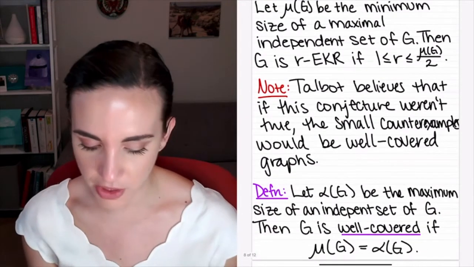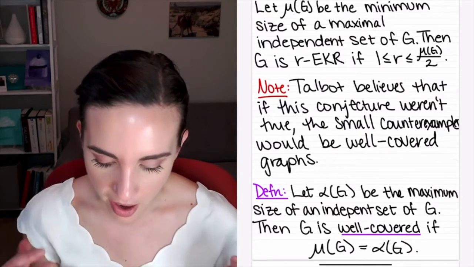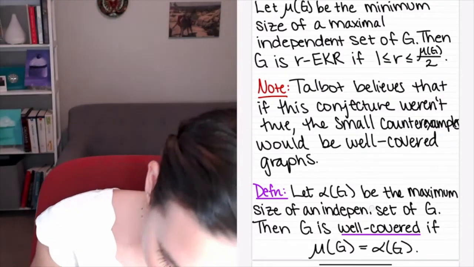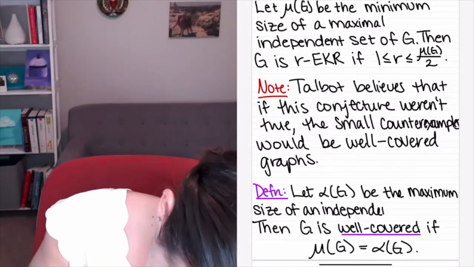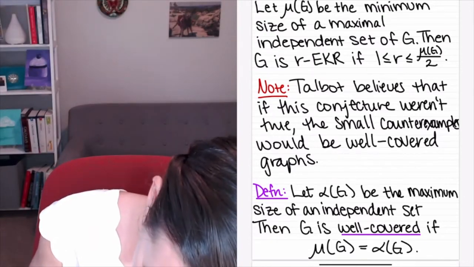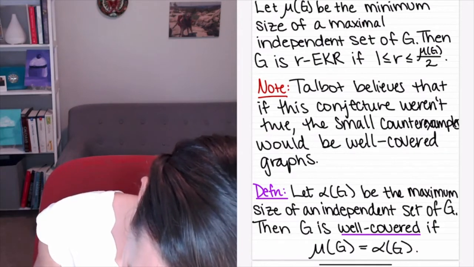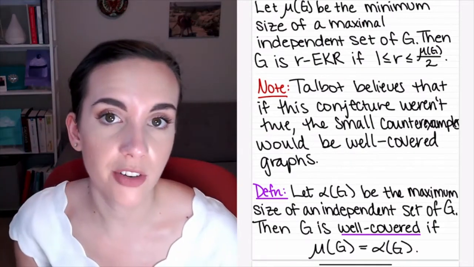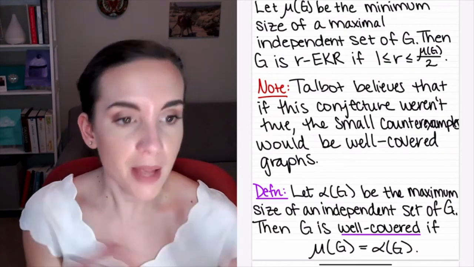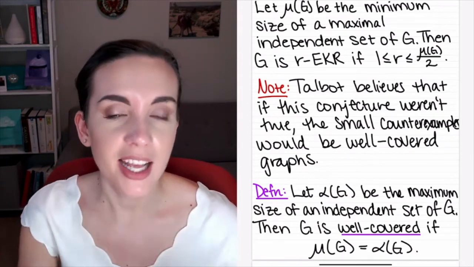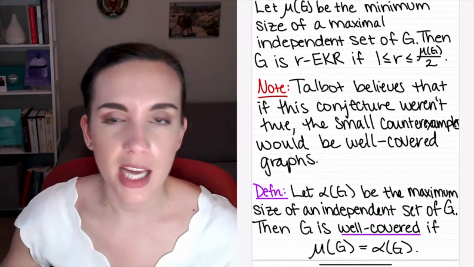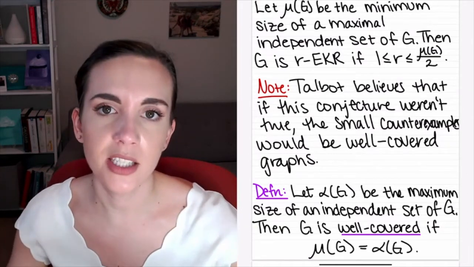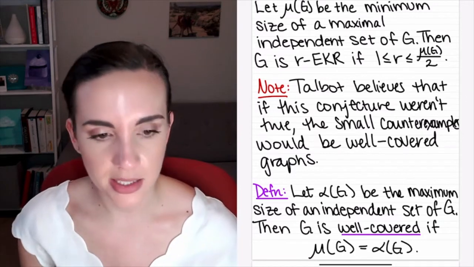So we're going to let alpha of G be the maximum size of an independent set of G. Then G is well covered if the minimum size of a maximal independent set is equal to the maximum size of an independent set, which again just means that all maximal independent sets are also maximum in size.